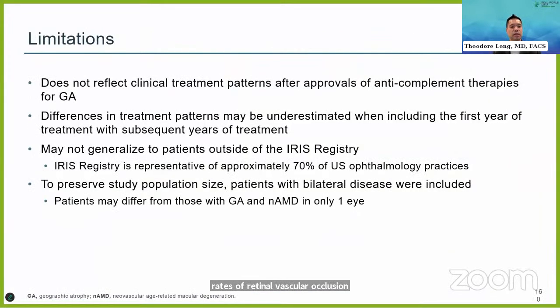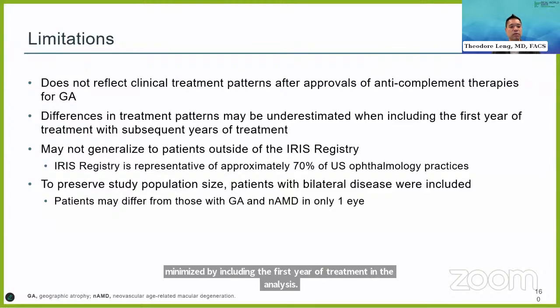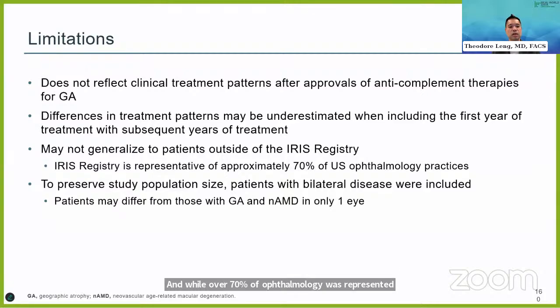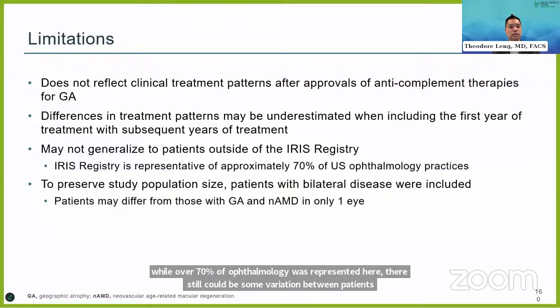Our study had some limitations. First, the treatment pattern variation between cohorts may have been minimized by including the first year of treatment in the analysis. And while over 70% of ophthalmology was represented here, there still could be some variation between patients in the registries and those that were not.